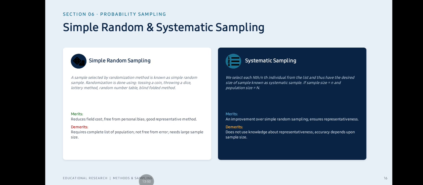Systematic sampling. We select each nth individual from the list, and thus have the desired size of sample, known as systematic sample. Sample size equals n and population size is capital N. Merits: an improvement over simple random sampling, ensures representativeness. Demerits: does not use knowledge about representativeness. Accuracy depends upon sample size.